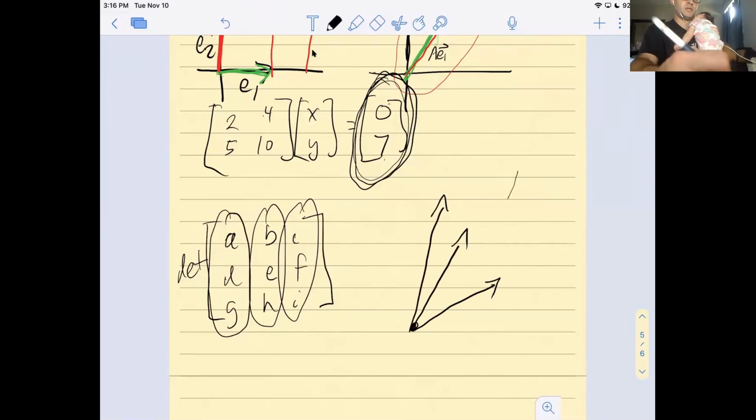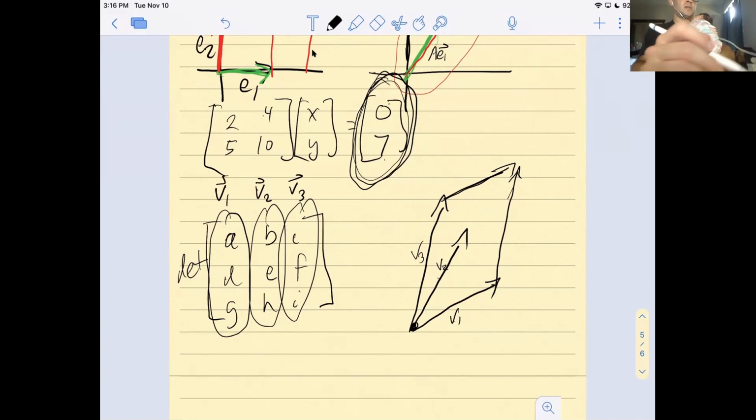What you do is attach integer copies of the vectors to each other. Here's V1, V2, and V3, these are the columns. And then instead of a 2D lattice, you can make a lattice of parallelepipeds. So it's like a crystal lattice.